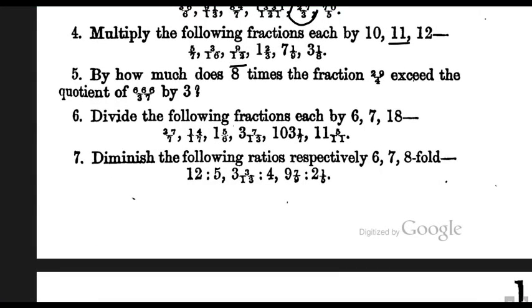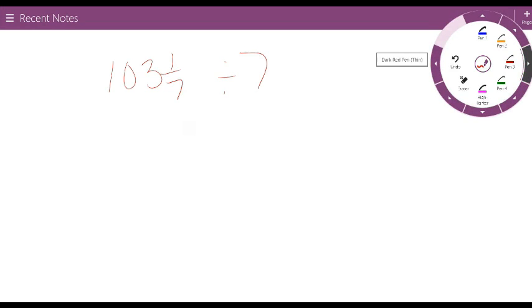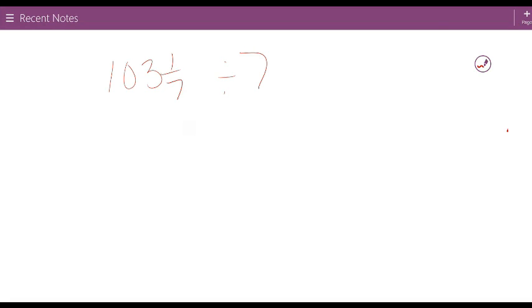Divide the following fractions each by 6, 7, or 8, I'm sorry. Let's go ahead and do 103 and 1/7 divided by 7. 103 and 1/7 divided by 7.